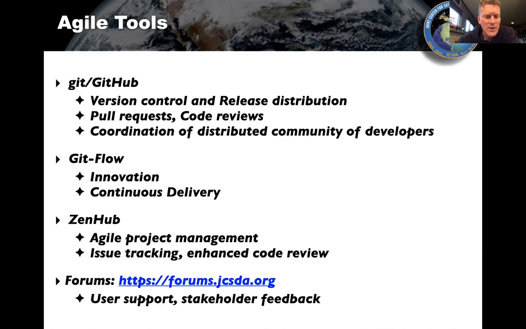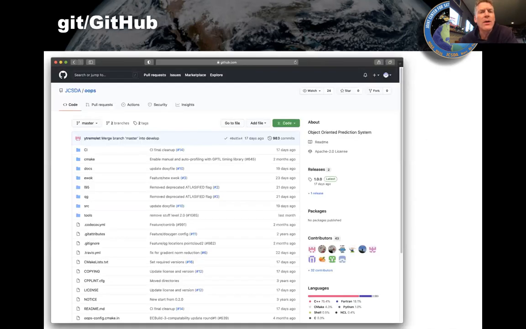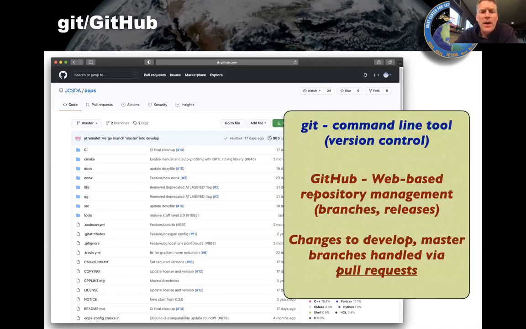If you don't have access to creating ZenHub issues directly, then you can use our forums. You can post questions to the forums, and people from the Jedi team or the broader community will get back to you and work with you on any questions you may have. So as I said, Git is the version control system, and GitHub is the web-based repository management. You've already seen how some of this works in the various tutorials this week.